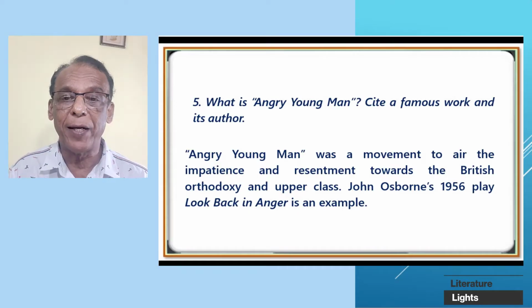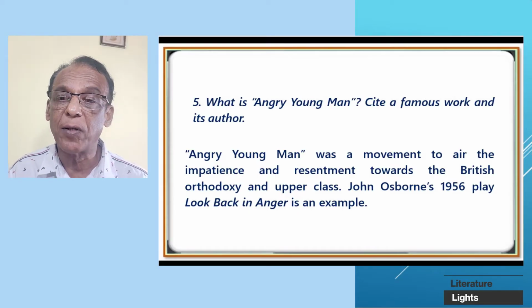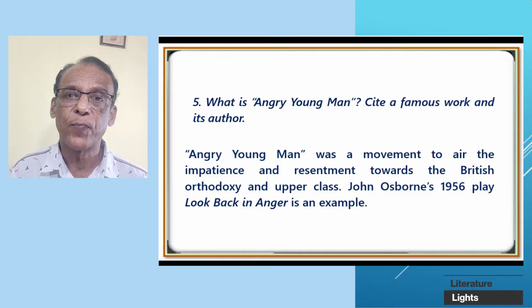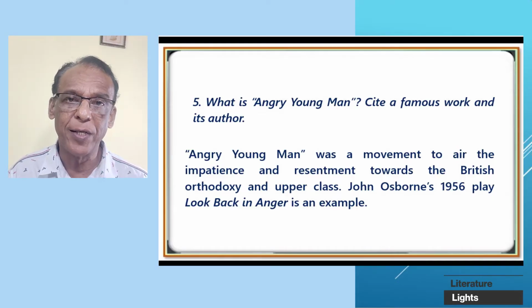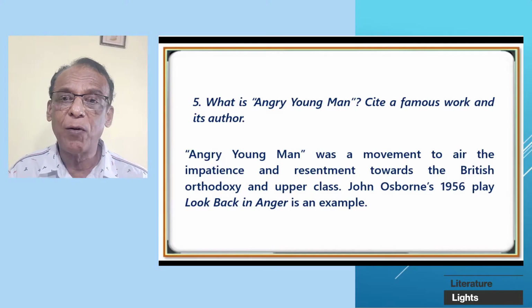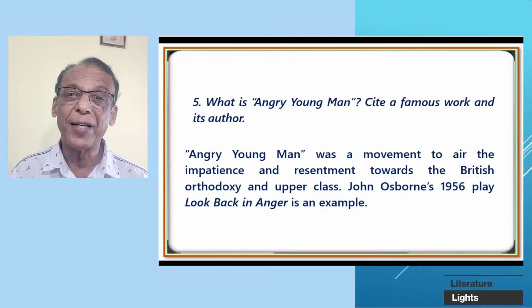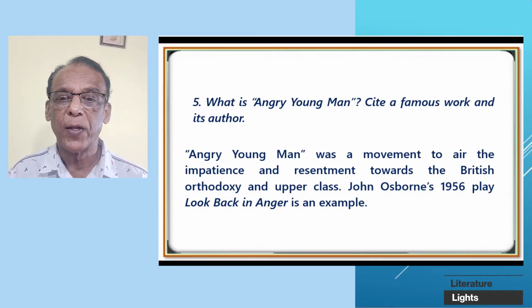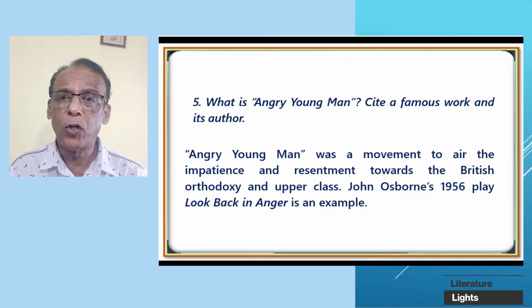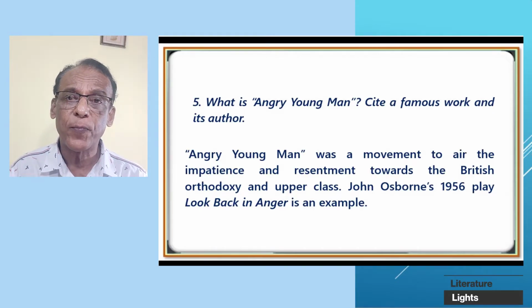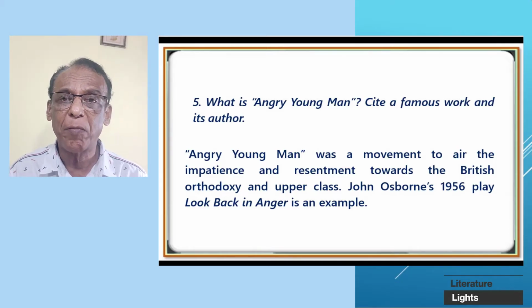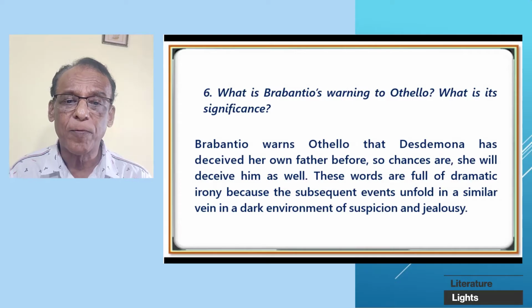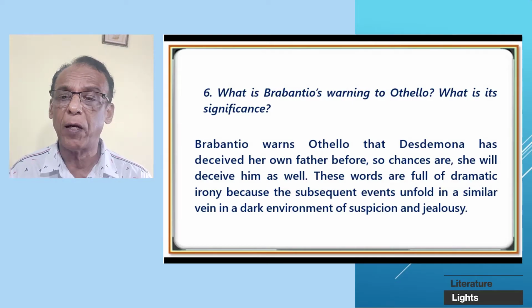Question number 5. What is Angry Young Man? Cite a famous example and its author. Angry Young Man movement in literature. Angry Young Man was a movement to air the impatience, anger, and resentment towards the British orthodoxy and upper class. Look Back in Anger by John Osborne, written in 1956, is an excellent example of the Angry Young Man movement. Question number 6. What is Brabantio's warning to Othello?